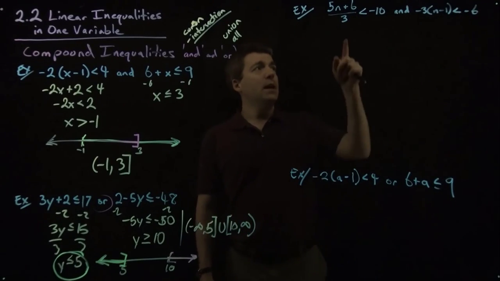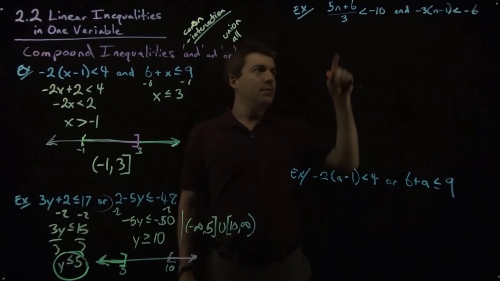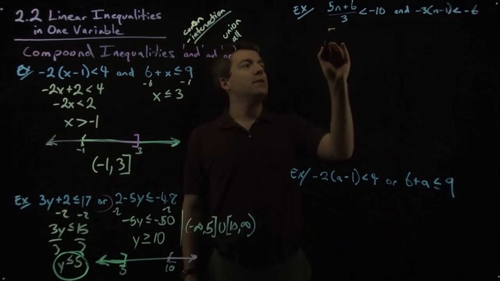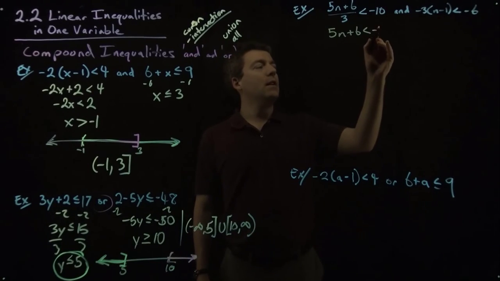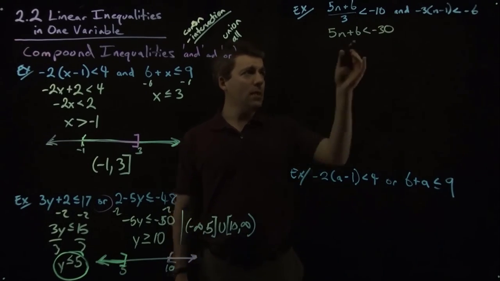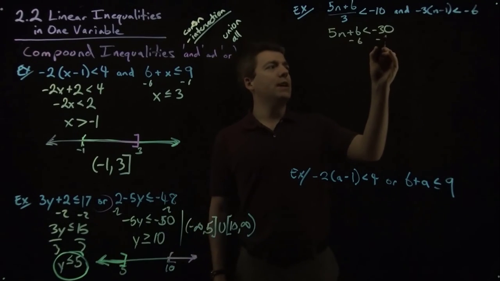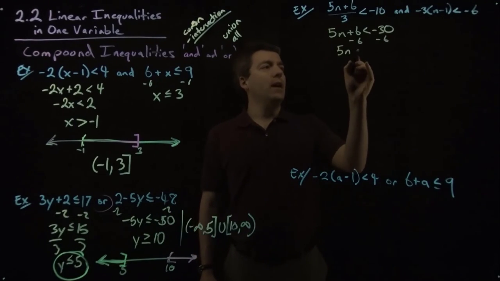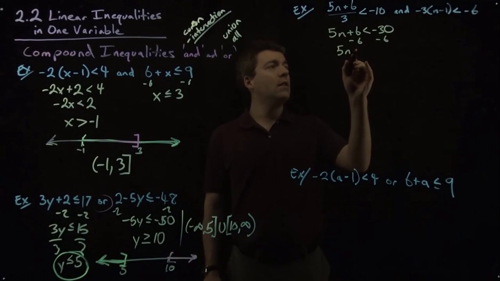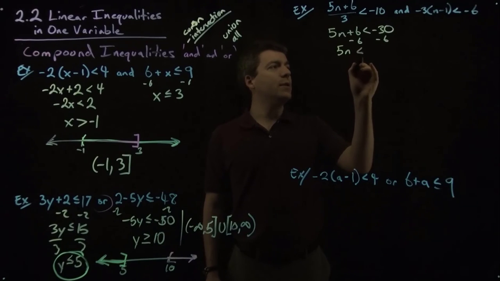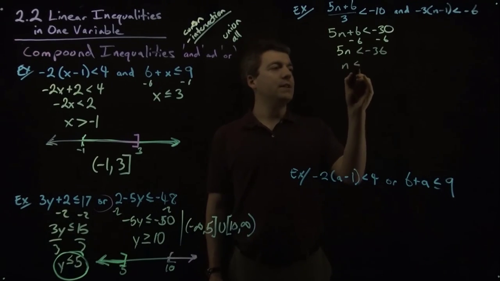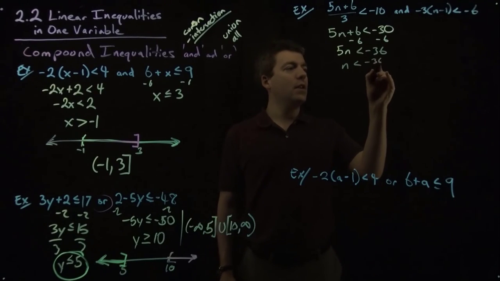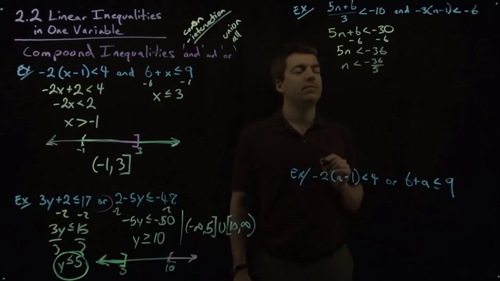Okay. The first thing I want to do is get rid of that fraction. Let's multiply both sides by 3. So 5n plus 6 strictly less than negative 30. Can subtract 6 from both sides. 5n strictly less than negative 36. And we can divide by 5. So n is strictly less than negative 36 over 5. All right.